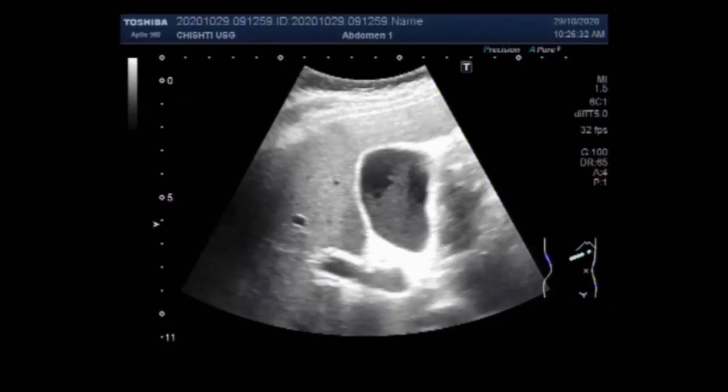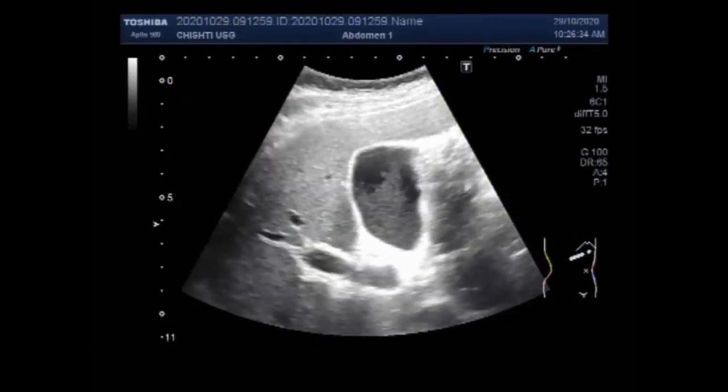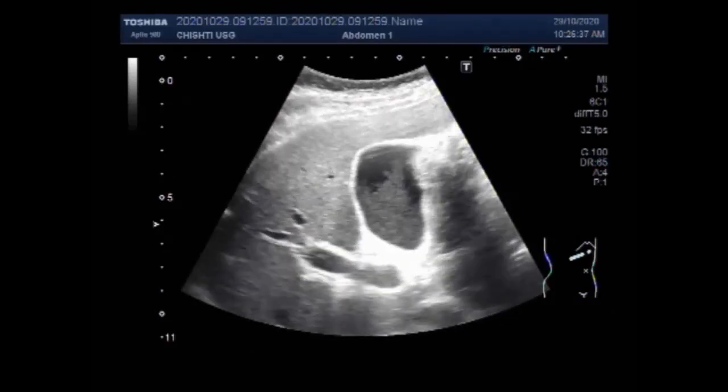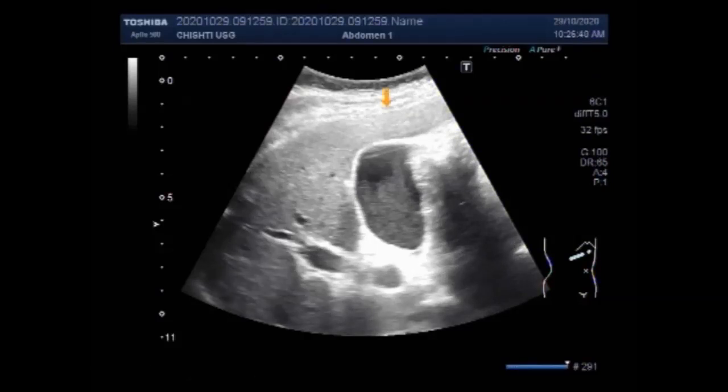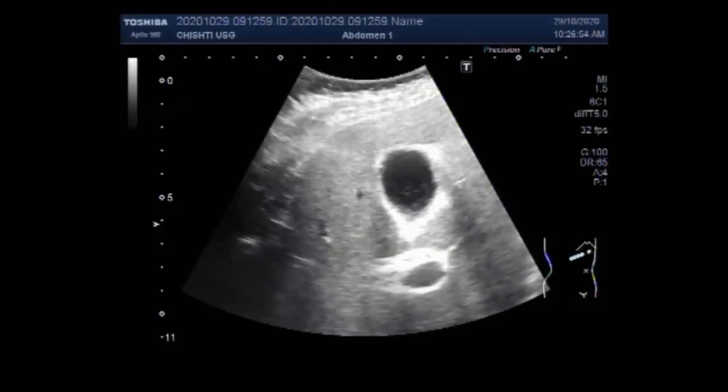Now you can see a thick sludge is seen in the whole length of the gallbladder except a small area of the fundus of the gallbladder. This is thick sludge, debris or sand particles in the gallbladder.